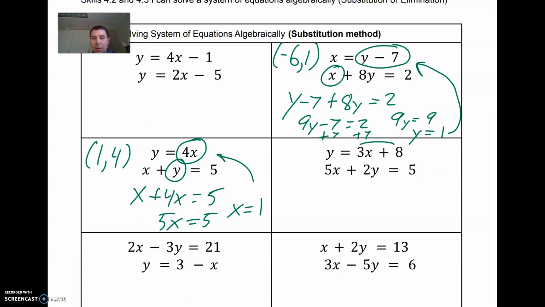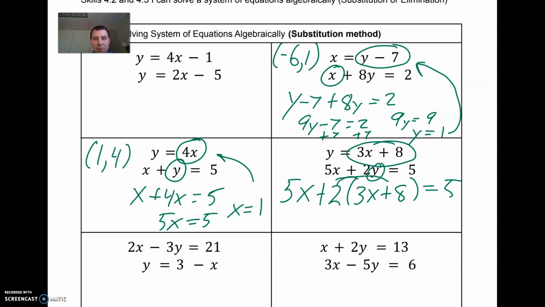They said y is equal to 3x plus 8. That has to be the same thing as this y. So now we would get 5x plus 2. And remember, we had 2 y's, so that means we have 2 groups of 3x plus 8. I replaced it, and now, in order to solve for x, I would need to distribute that 2 through. So this would be 5x plus 6x plus 14 equal to 5.